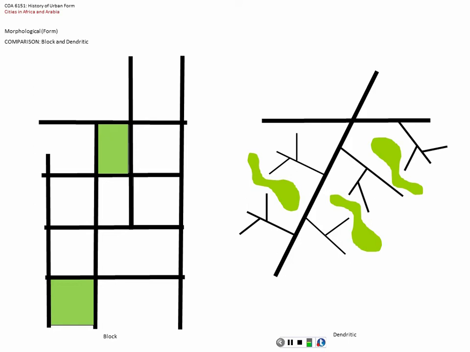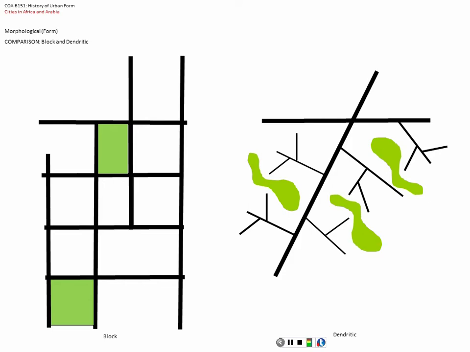The second street type, and all cities that have streets are one or the other, is a dendritic pattern. Again, dendritic pattern means that you have dead-end streets, and at some point these streets will form blocks, but they later become what in the modern period will be referred to as a superblock, a very, very large block.